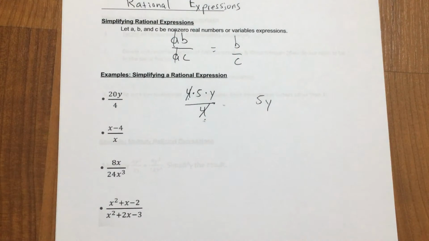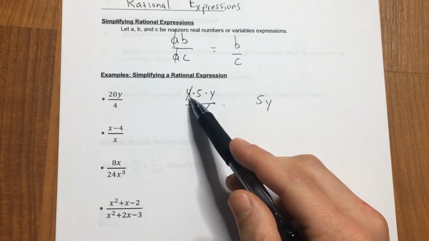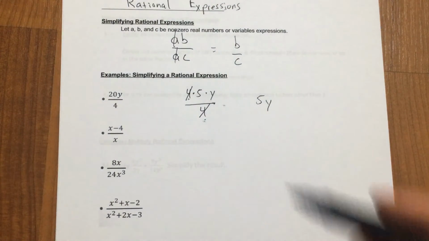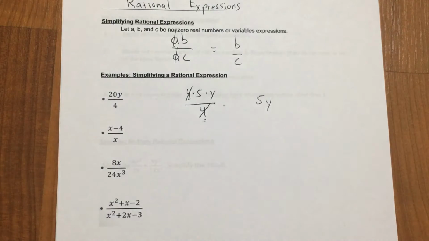Some of you might be saying, well, do I really need to write 4 times 5 because I know 20 divided by 4 is 5? Yeah, this is probably extra detail, maybe a little overkill. However, it's there to emphasize a point that we're looking for common factors between the numerator and denominator in order to simplify. 20 and 4 had that common factor of 4. And that's what allows us to divide it out or cancel it out.